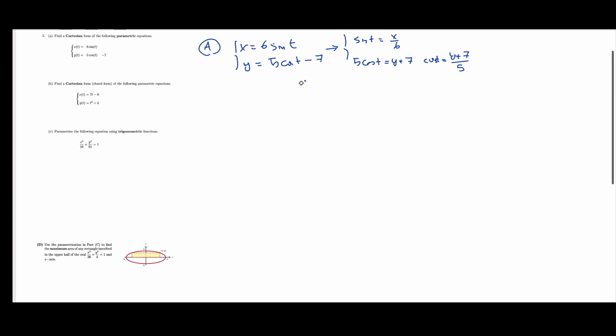Then use the Pythagorean theorem, sine squared t plus cosine squared t equal to 1. So here sine squared is that to power 2. Here cosine squared is that to power 2. And that's your answer.